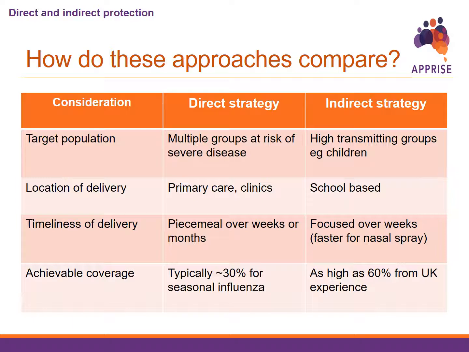We're waiting for people to attend primary care or calling them into special clinics. For the indirect strategy, schools can be used as the place to immunise large groups of children at one time. Based on this location, delivery is often more timely under the indirect strategy. It can be focused over weeks in schools as opposed to direct strategies which deliver vaccines piecemeal over weeks or months. And the big driver for the UK using this approach is that typically for seasonal influenza, as we said, about 30% of people actually at risk will take up the vaccine, but the indirect strategy has coverage as high as 60% in the UK experience.